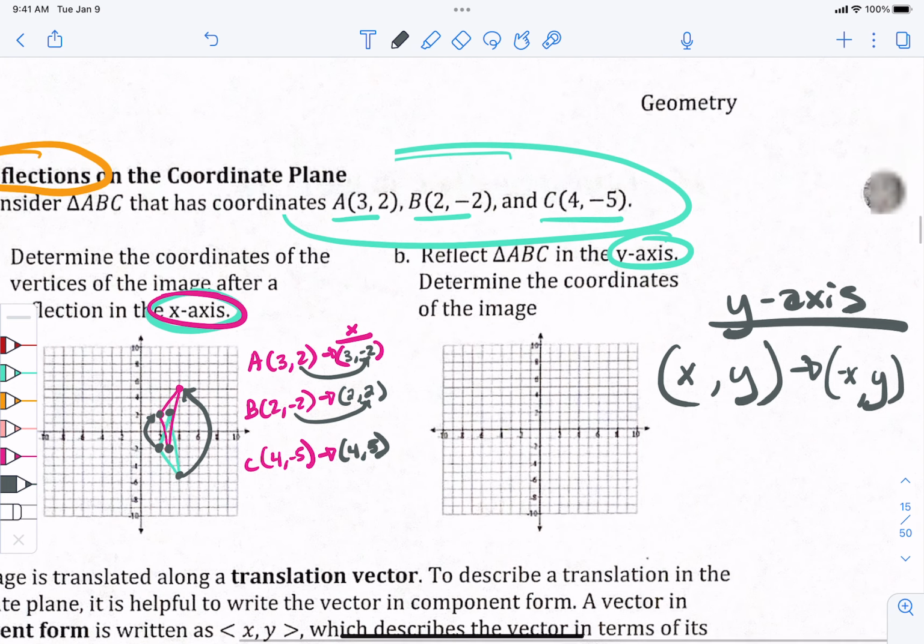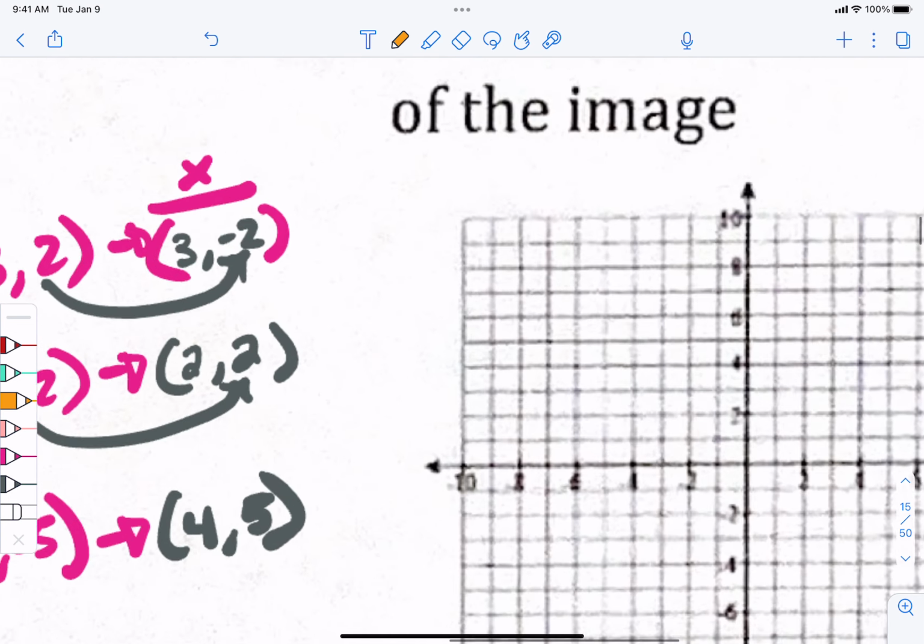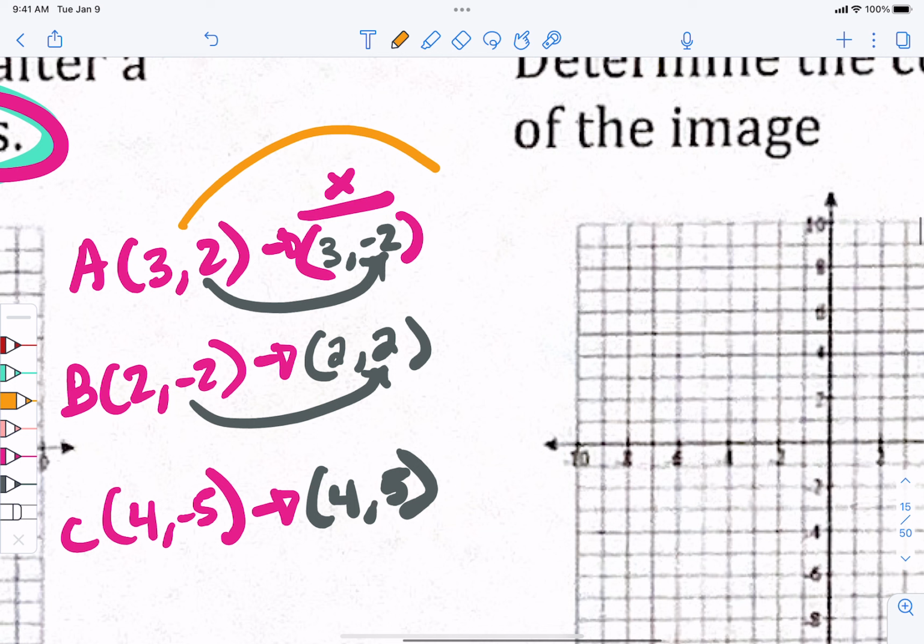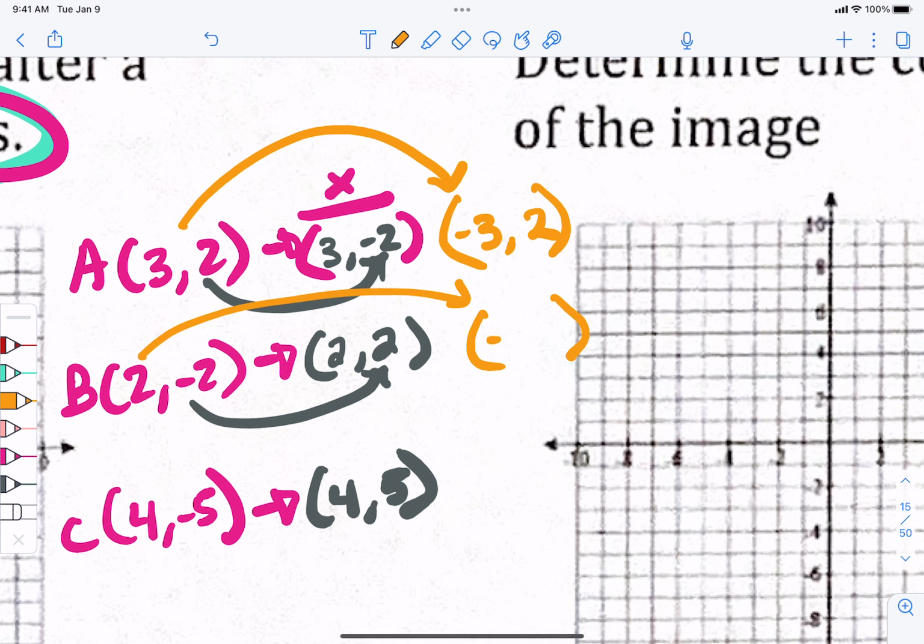So that helps me kind of cheat, and I don't even have to graph it first. I can figure out we're going from here to here. If I take that original one, 3, 2, it'd be negative 3, 2. What about 2, negative 2? Negative 2, negative 2, right? What about 4, negative 5? Negative 4, negative 5.